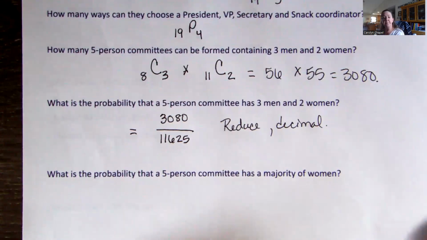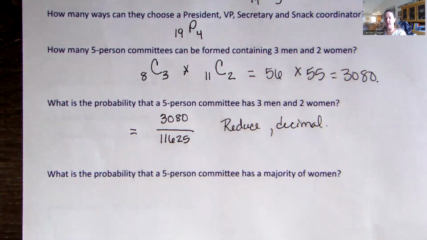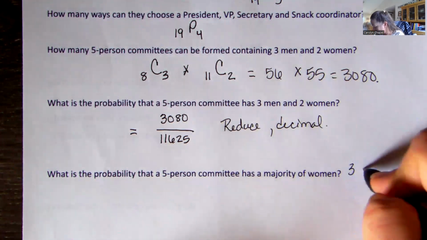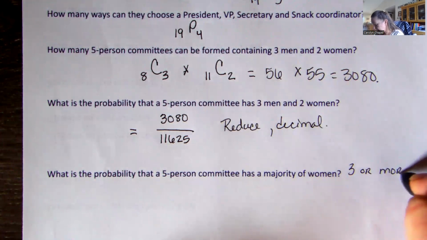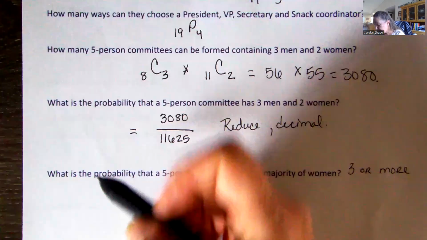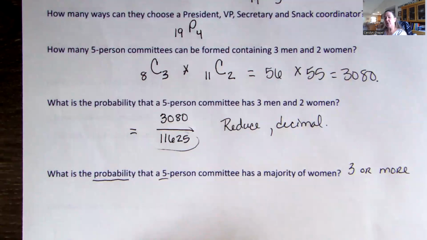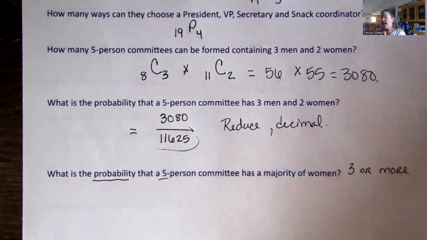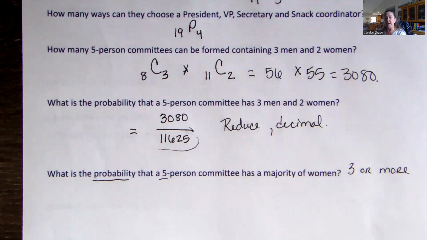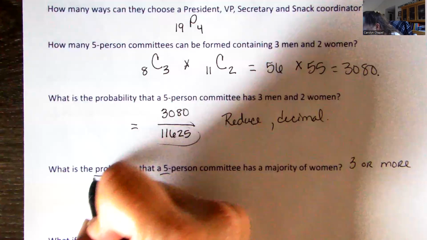I want to do a different problem. What is the probability that a 5-person committee has a majority of women? Okay, majority would be 3 or more, right? So 3 women, 4 women, or all 5 women. So again, we're looking for probability, and it is a 5-person committee. So this is going to be our bottom piece. But now we got to create on top those majority of women committees.